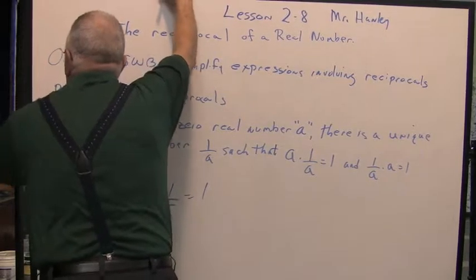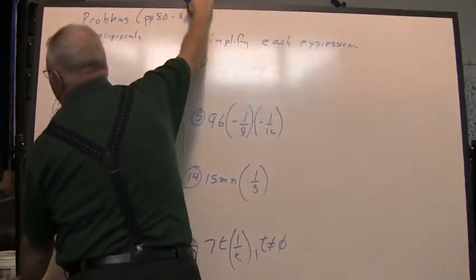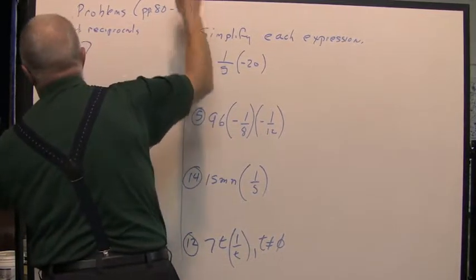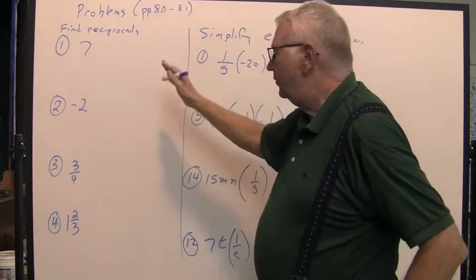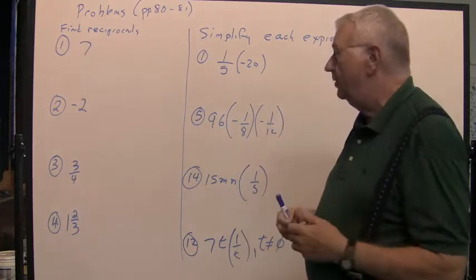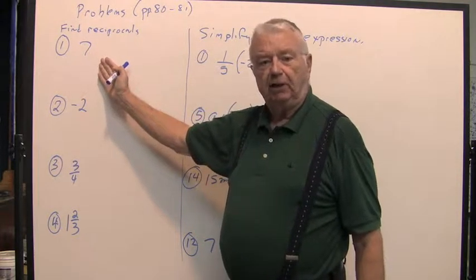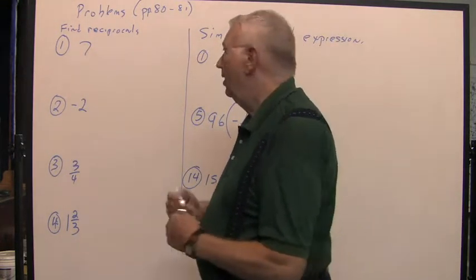So now let's look at some problems from your book. They're on page 80 and 81. I put some over here where we're finding reciprocals. I just added them in so I could get some different cases, different ways of looking at it. So first of all, the reciprocal of 7 is going to be 1 over 7.